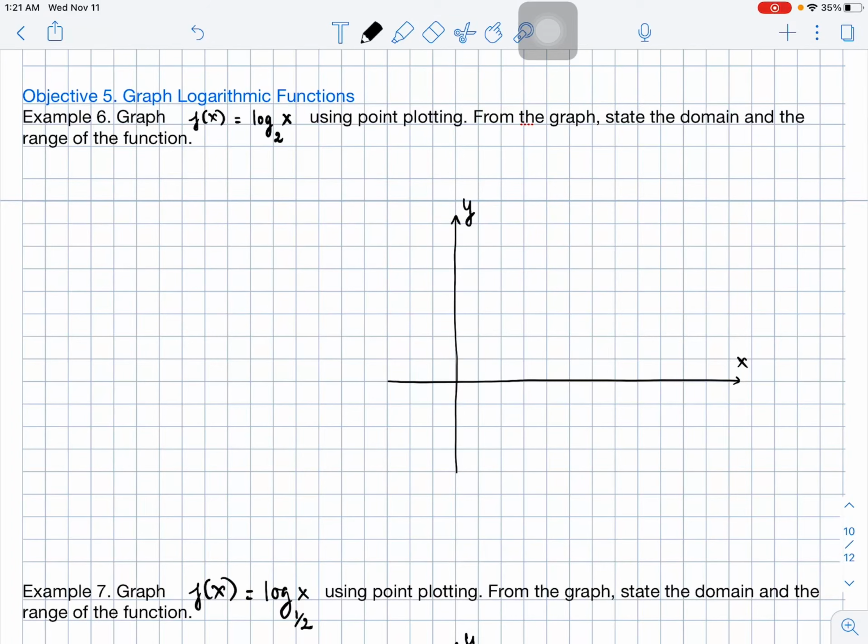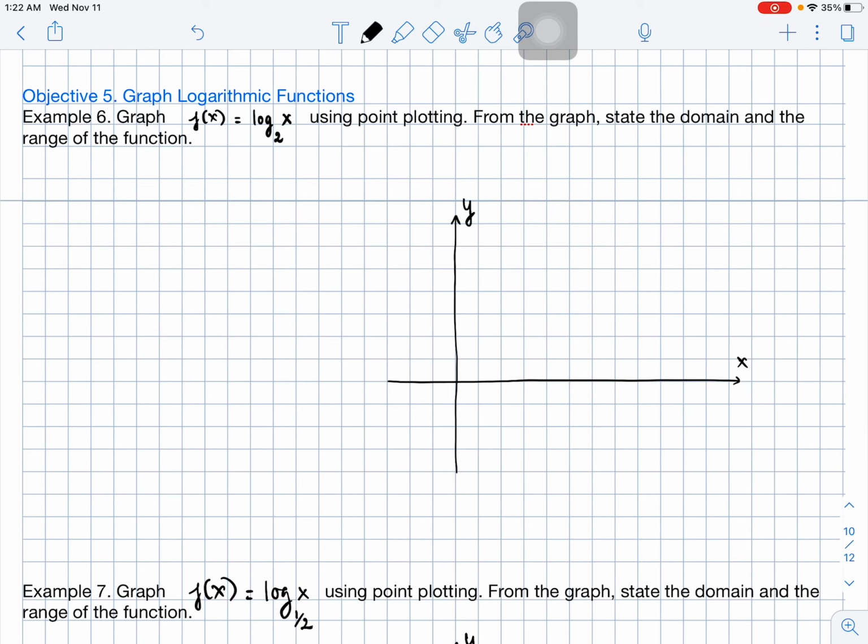Objective number 5. Graph the log functions. Example number 6. Graph f of x equal log base 2 of x using point plotting. From the graph, state the domain and the range of the function.